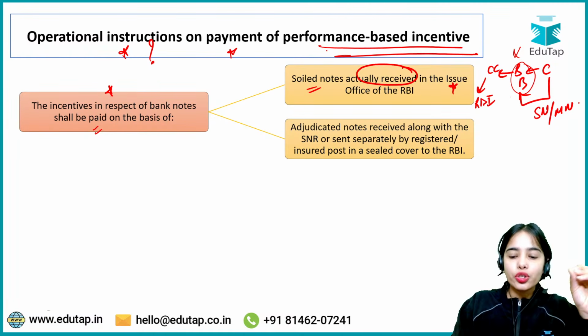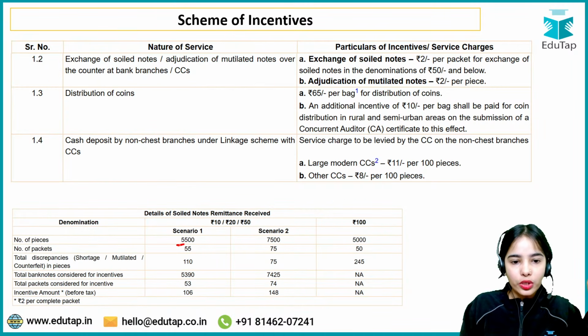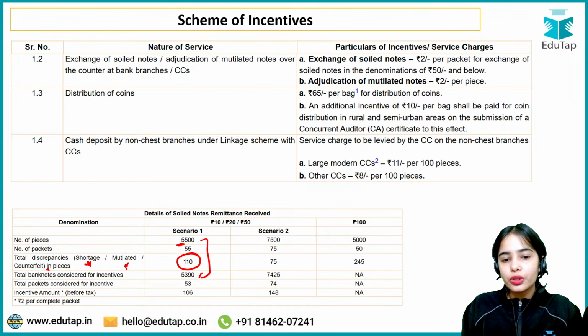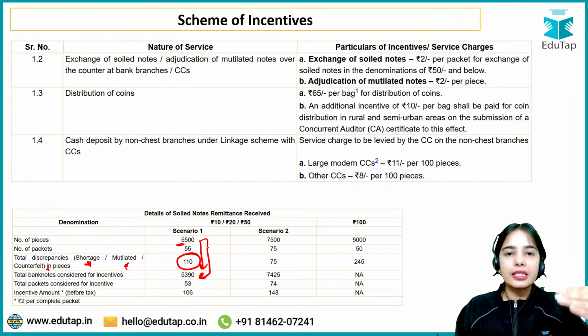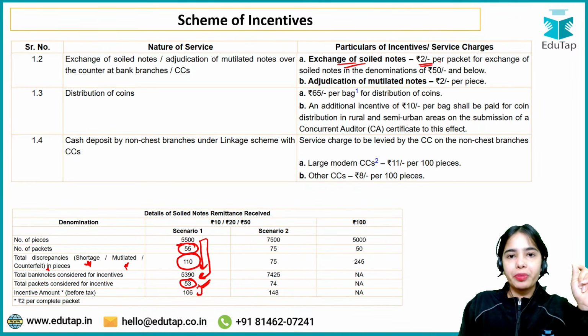So the actual soiled notes, see here you can see. Out of the total notes, 110 notes were found to be in shortage or mutilated or counterfeit in pieces. And that's why the number of notes counted was less, that actually RBI received less. And so rather than 55 packets, RBI gave incentive only on the 53 packets. So for the soiled notes, 2 rupees per packet.